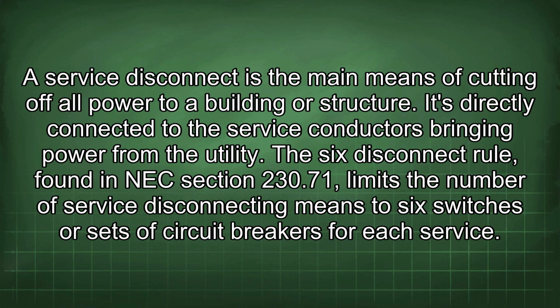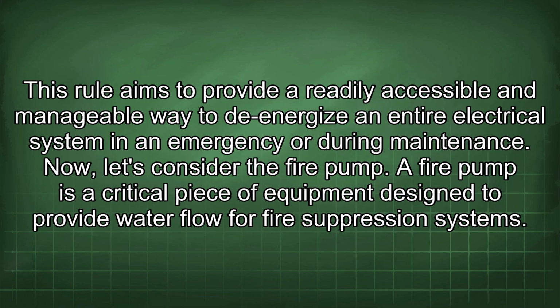It's directly connected to the service conductors bringing power from the utility. The 6 disconnect rule, found in NEC section 230.71, limits the number of service disconnecting means to 6 switches or sets of circuit breakers for each service. This rule aims to provide a readily accessible and manageable way to de-energize an entire electrical system in an emergency or during maintenance. Now, let's consider the fire pump.